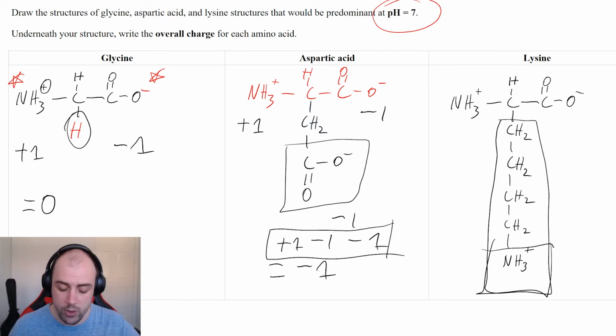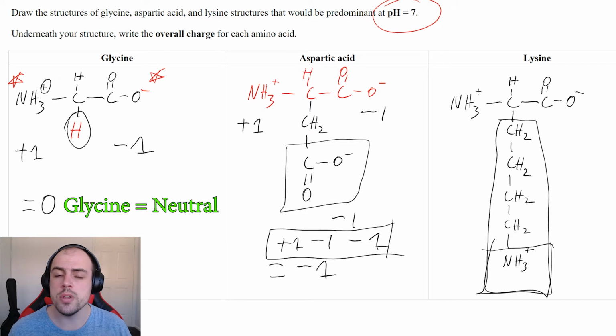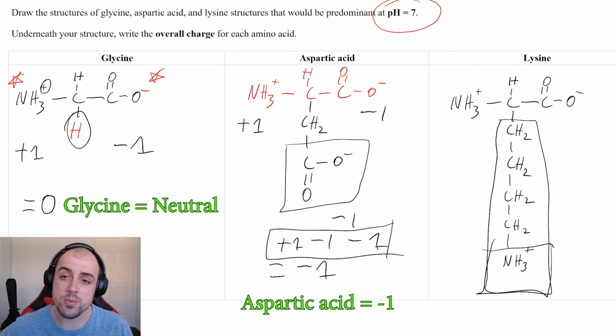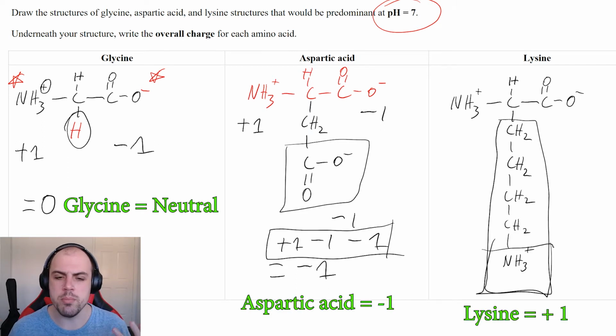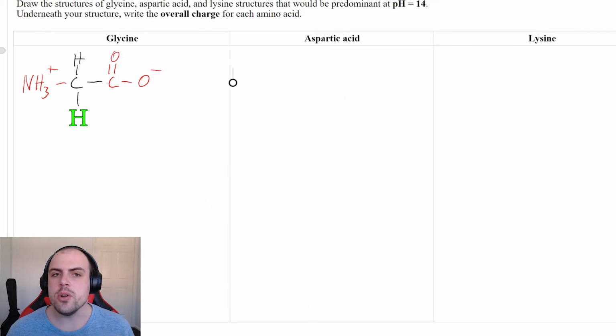So when we're looking at these three amino acids at pH 7, glycine is going to be neutral, aspartic acid is going to be -1, and lysine is going to be +1. Now, let's have a look at the next one.